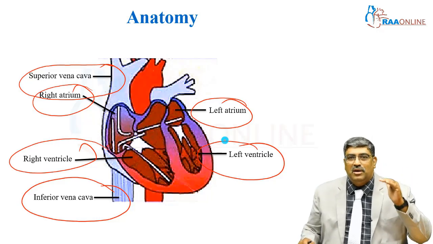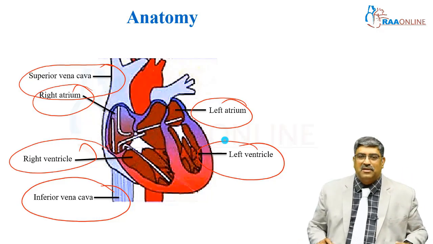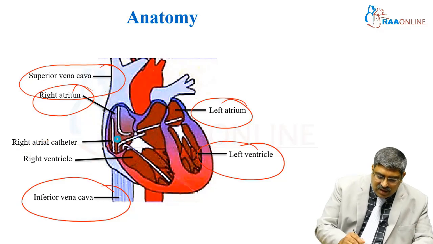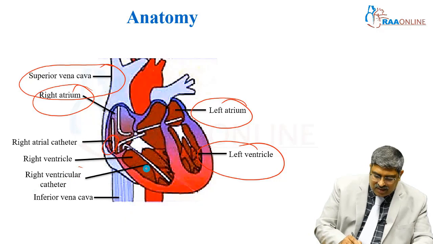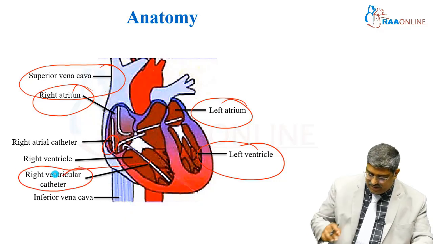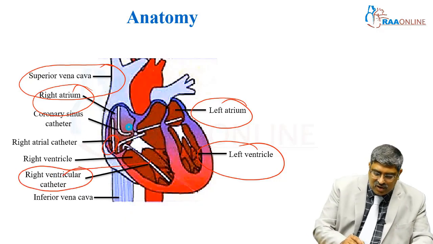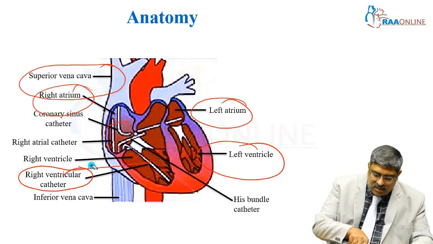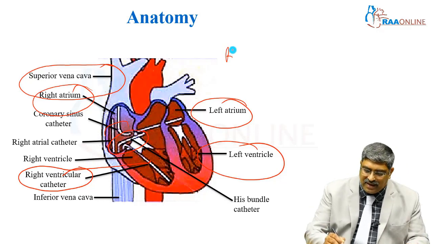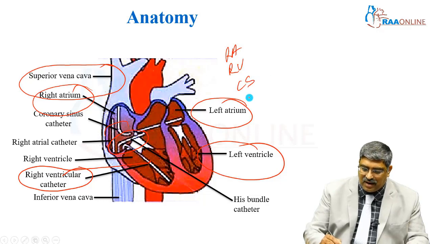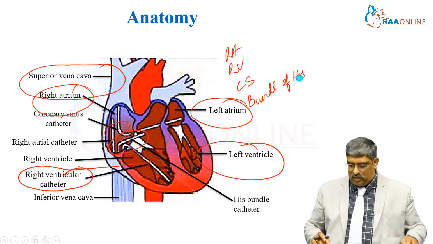Now, where is your catheter going to be placed? The first and foremost is the right atrial catheter. The second one is the right ventricular catheter, and this is the coronary sinus catheter, and the final one is the bundle of His catheter. So, you have the right atrial catheter, right ventricular catheter, coronary sinus catheter and the bundle of His catheter. So, we have 4 catheters.